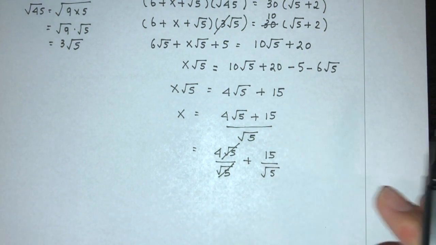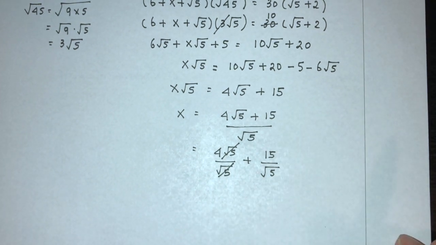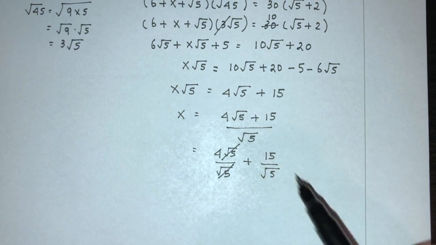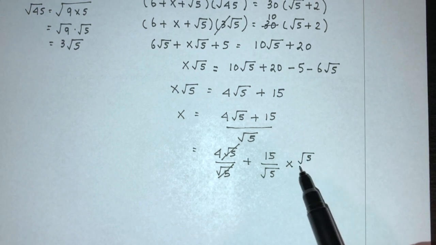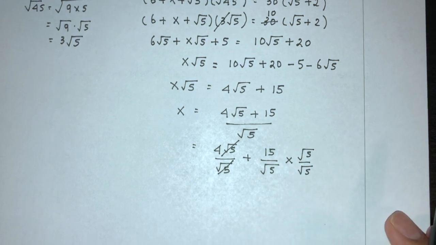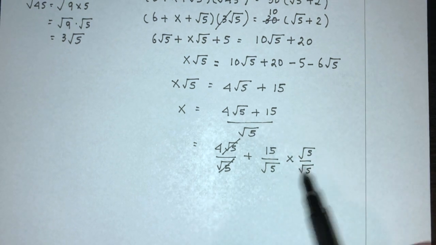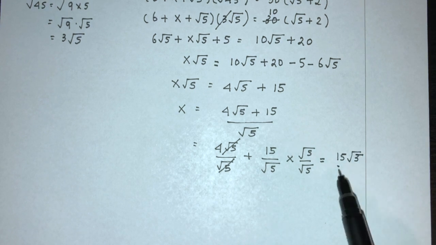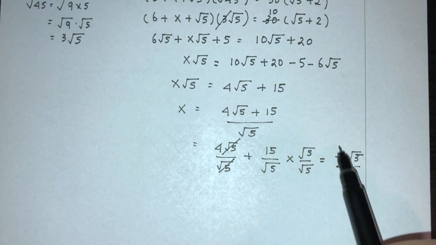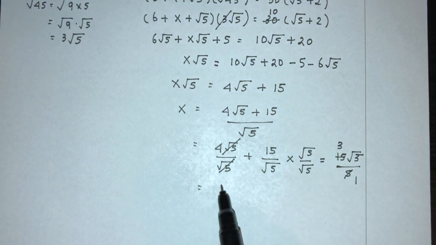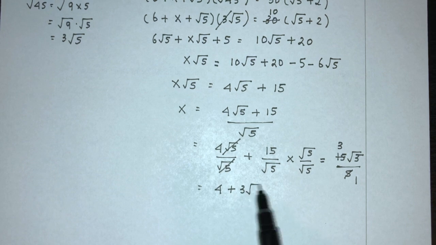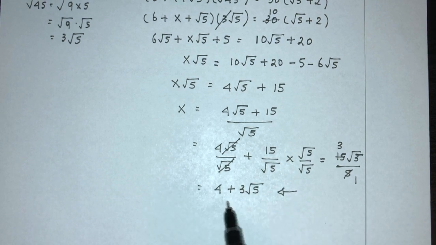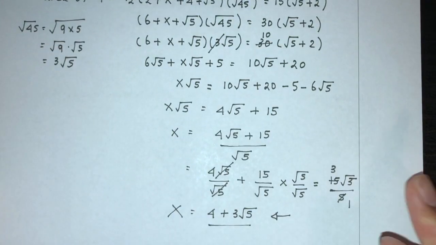Now for you to simplify this, you can just multiply top and bottom by the same value. Multiply root 5 and root 5. Okay, so this will become 15 root 5, sorry, 15 root 5 over 5, which is 3 root 5. So you will have 4 plus 3 root 5. This will be your answer for the value of x in terms of a plus b root 5. Okay, that will be your question number 5.